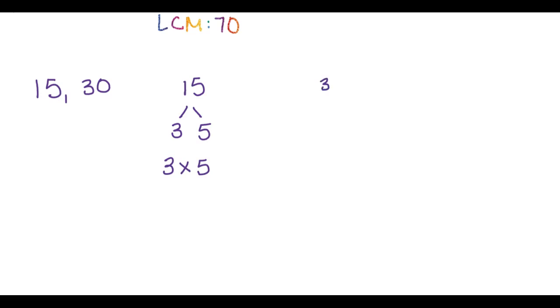And then let me go over here and I'll do 30. And I think I'm going to do 3 times 10 because I'm pretty good at those ones. So I have 3, my prime number, and then I have to take this 10 and break it down. I'm going to say 5 times 2. So my factorization here is 3 times 5 times 2.